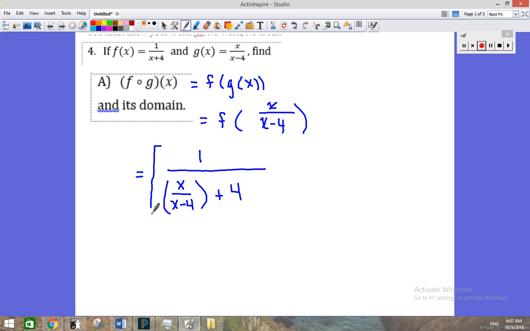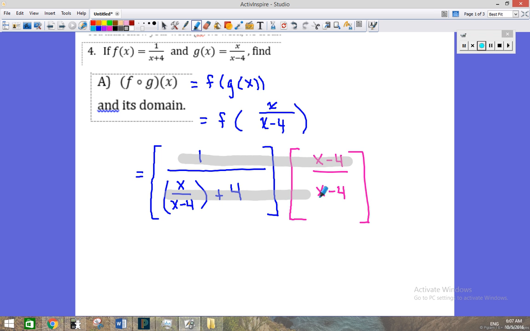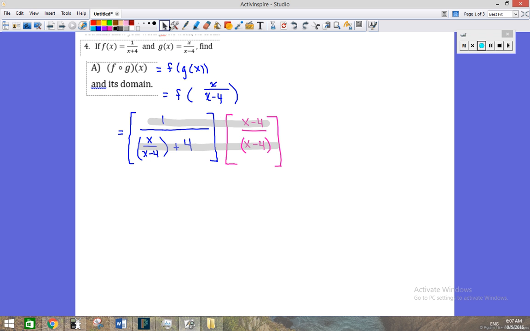So let's multiply this fraction by the number 1. But let's write 1 as x minus 4 over x minus 4. When we multiply fractions, we multiply straight across the numerator, straight across the denominator. We need to distribute this x minus 4 to each of these terms. So in the numerator, when you multiply by 1, you just get that identical thing back.